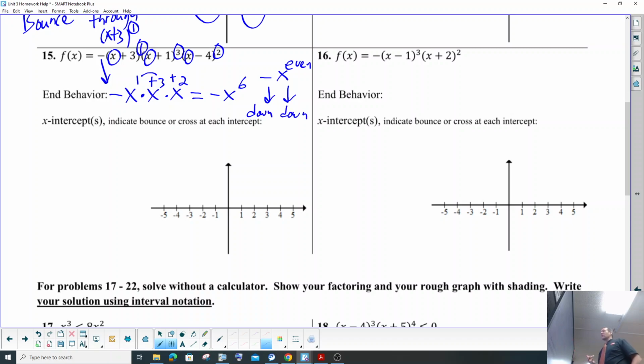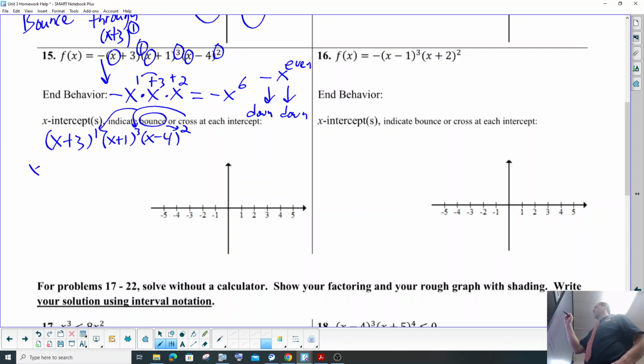Good. Okay, so now we need our x-intercepts. So again, we have an x plus 3 to the first power. We have an x plus 1 to the third power. And we have an x minus 4 to the second power. Right? So the 2 means to bounce. And the cross through is if it's odd.